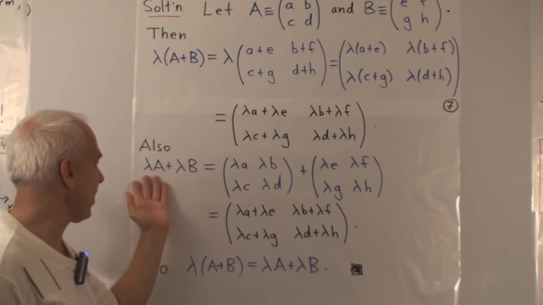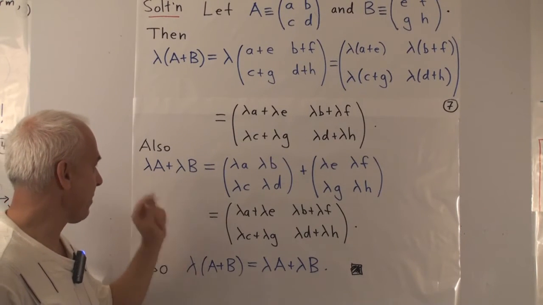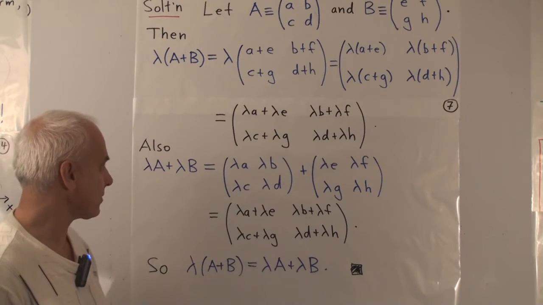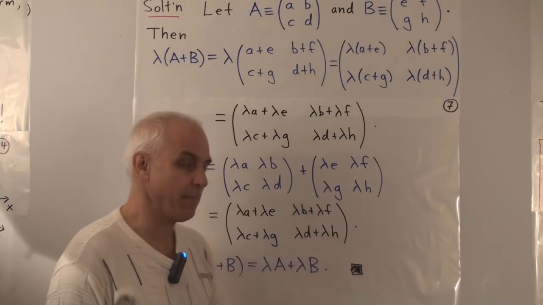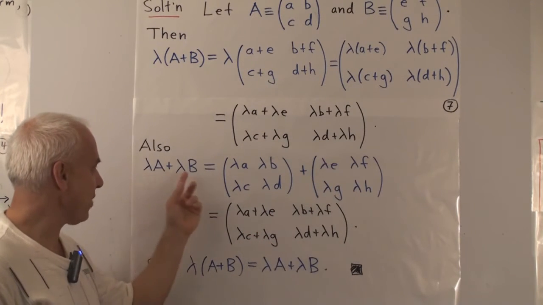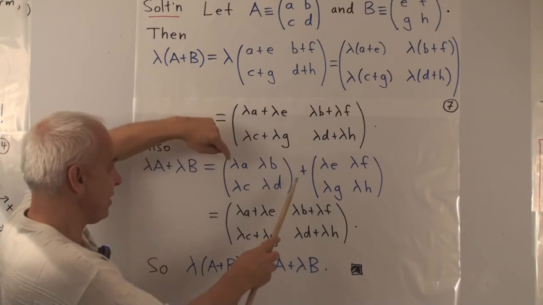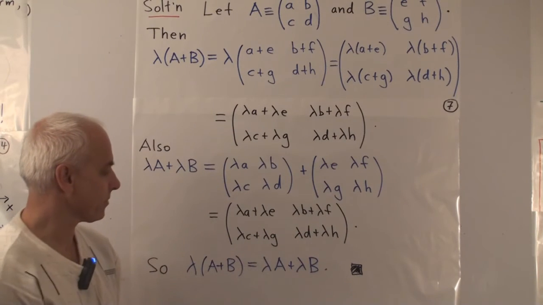Now let's look at the right-hand side, which is lambda A plus lambda B. Well, what is lambda A? It's what we get by taking the matrix A and multiplying everything by lambda. Lambda B is what we get by taking the matrix B and multiplying everything by lambda. And now we need to add these two. How do we add these two? We just add component-wise. Lambda a plus lambda e, lambda b plus lambda f, and so on.